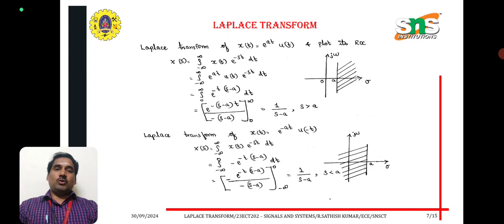ROC with respect to omega and sigma, j omega and sigma: when sigma is greater than a, that will be the ROC part. Laplace transform of x of t is equal to e power minus at into u of minus t. Now we can change limits from minus infinity to 0. We can get it as 1 divided by s minus a. s should be less than a. The region to the left of a will be the ROC of e power minus at into u of minus t.